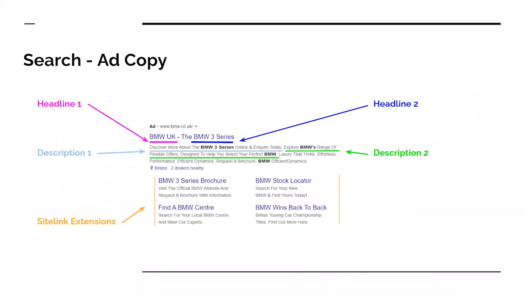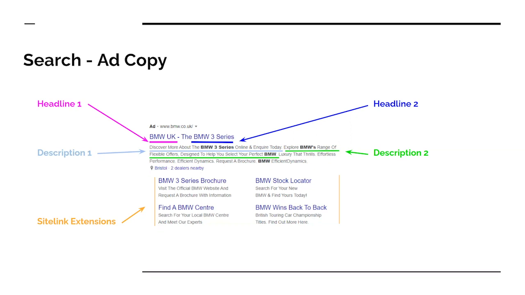So here's what it might look like again. We've got headline 1, headline 2, description 1, description 2, and site link extensions. You can see here that they've chosen not to use a headline 3. That might not mean that there isn't one. It might just mean that Google is not showing it at this time, depending on what device you're looking at, what you've searched for, and whether or not it's relevant. It's the same thing for descriptions. It doesn't always show.